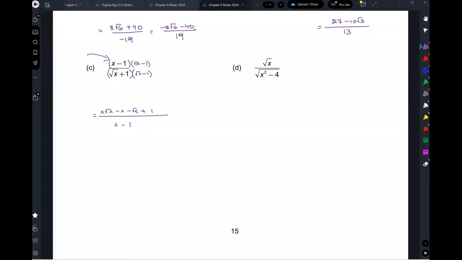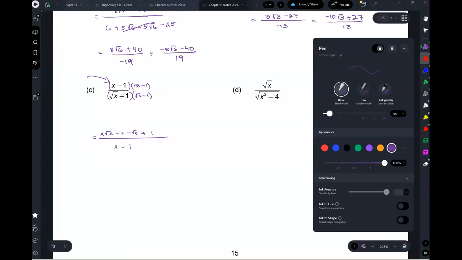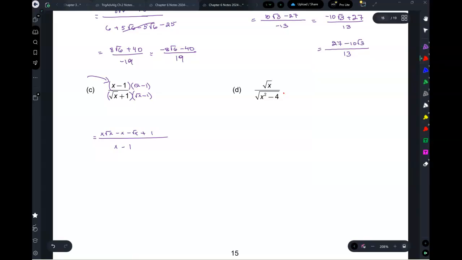This is also fun. Okay, so this one, this is a different situation because you have one square root. So we're just going to multiply by the same thing, x squared minus 4.